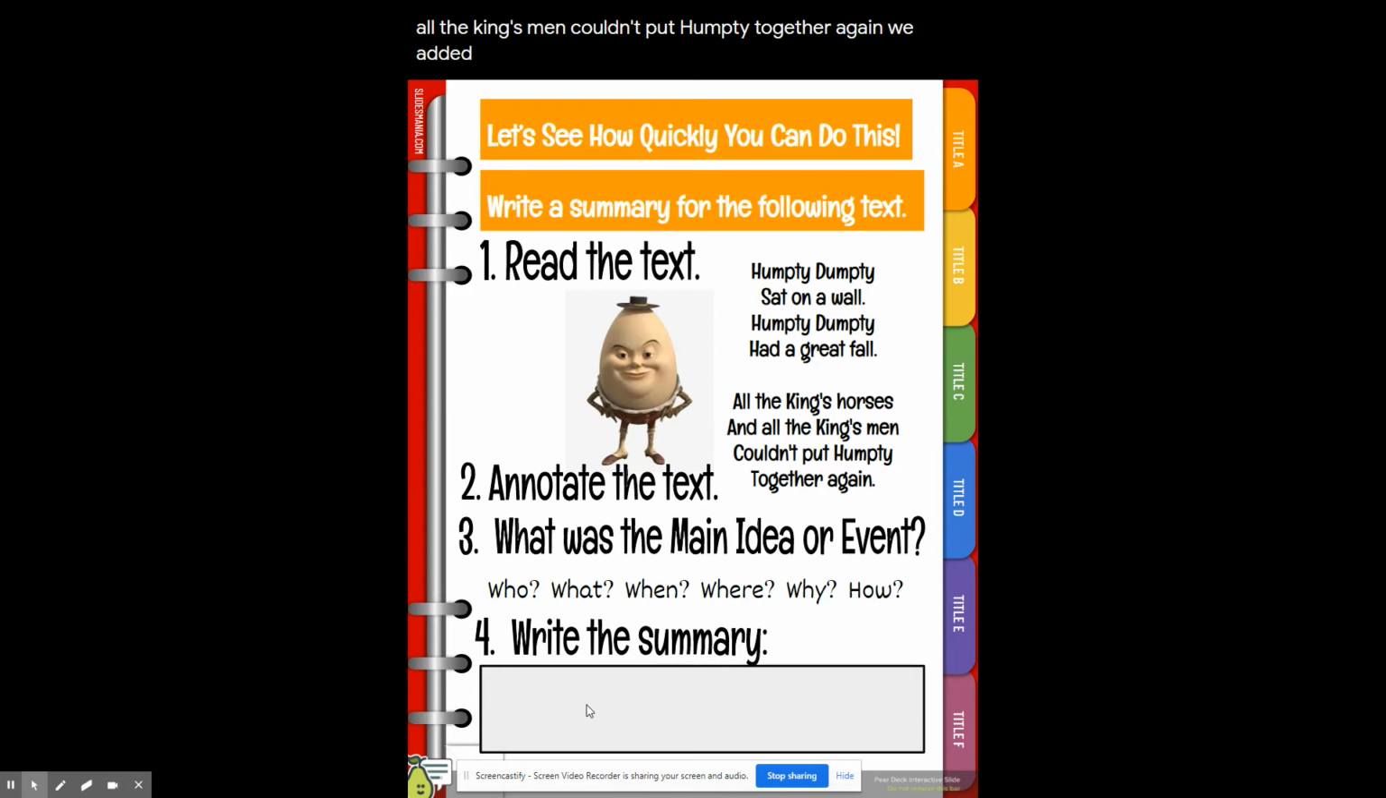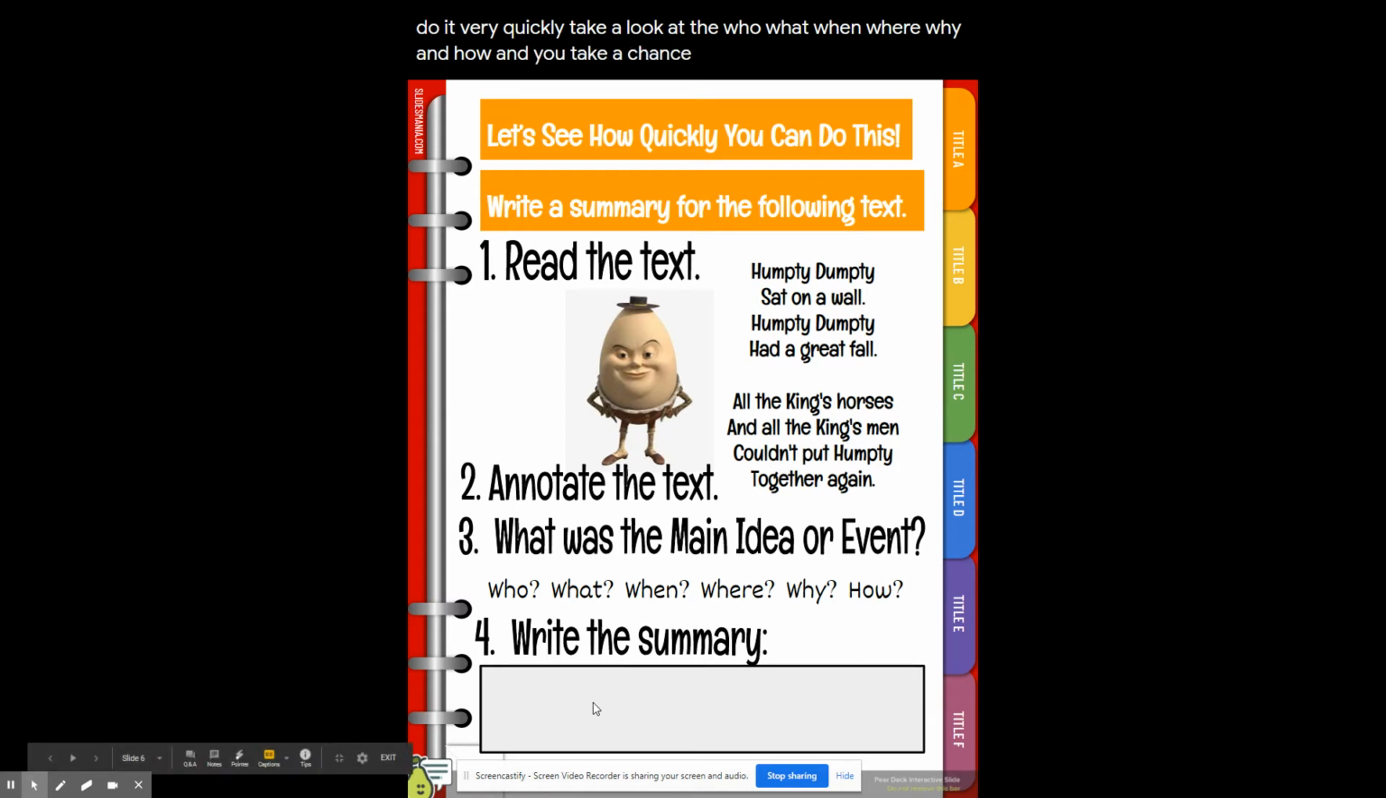We annotated this in an earlier lesson, so we won't go back and do it. Very quickly, take a look at the who, what, when, where, why, and how, and you take a chance at writing a summary in your PearDeck right now.